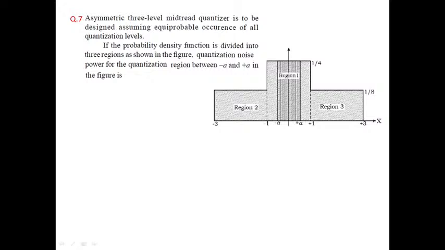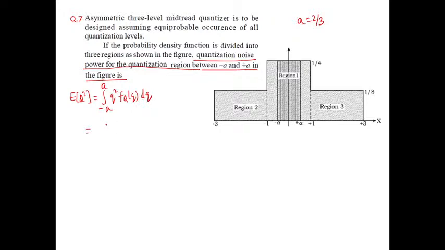Now coming to the 7th question. The 7th question is in continuation with question number 6. In fact, these two questions were common data questions. So we have calculated a. a is equal to 2 by 3. Now the question is asking, for the probability density function, the quantization noise power for the quantization region between minus a and plus a in the figure. So you have been asked to calculate the quantization noise power E[Q squared], and this is simply equal to the integral from minus a to a of q squared f_Q(q) dq.